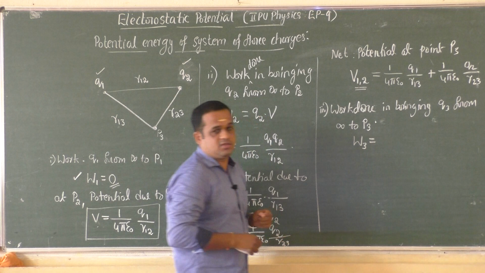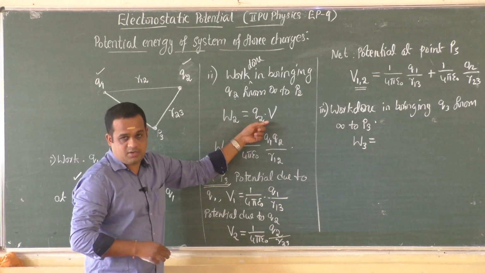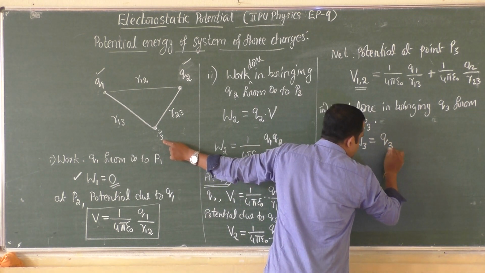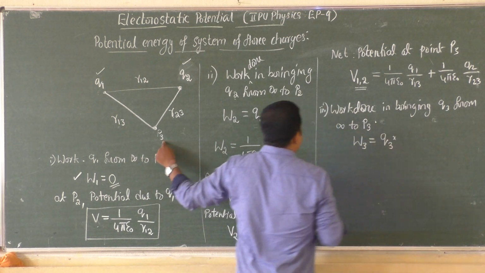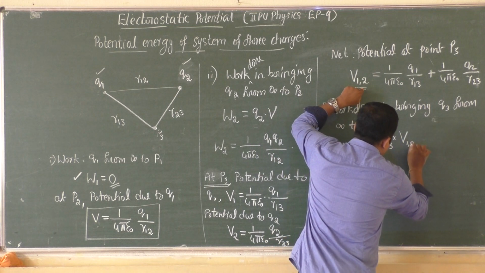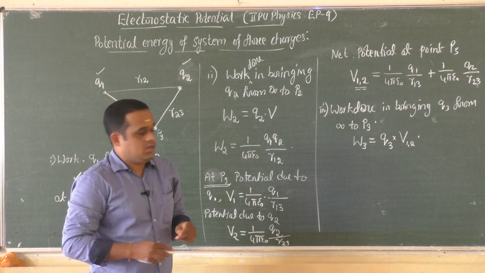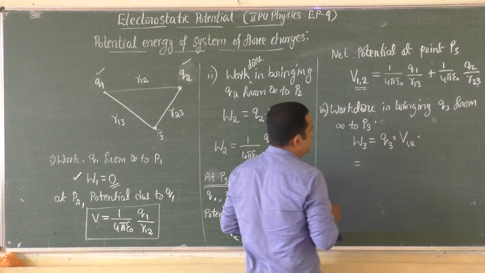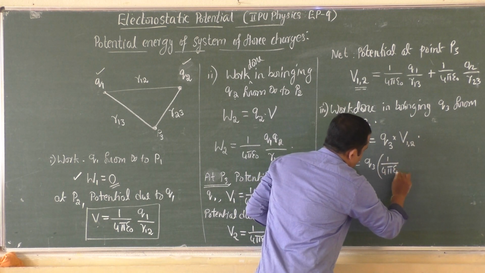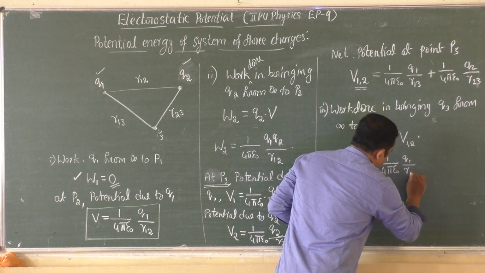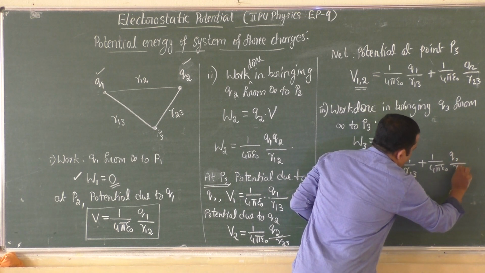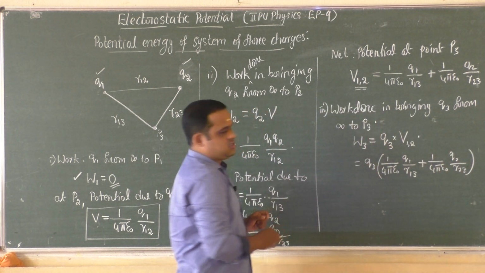W3. W3 is equal to, we know the relation between work done and potential. We use the same relation here. Now at point P3, we want to place a charge of magnitude Q3. Therefore Q3 into the potential at this point. Potential at this point is nothing but V1,2. So that is equal to Q3 into 1 over 4 pi epsilon naught Q1 divided by R13 plus 1 over 4 pi epsilon naught Q2 divided by R23, that is V1,2.